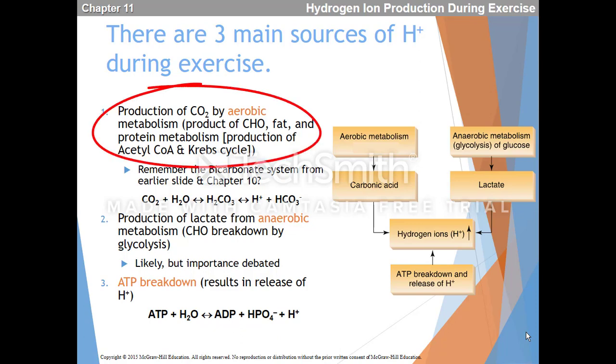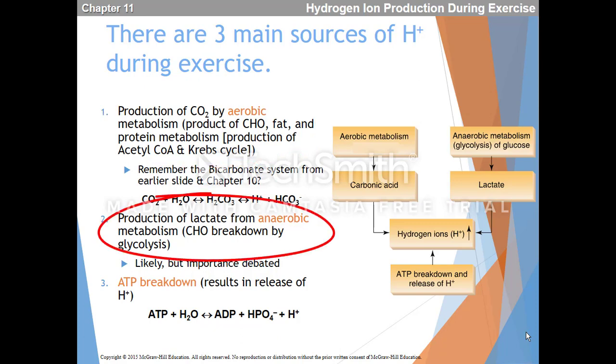During aerobic production of ATP, carbon dioxide is produced as a byproduct. This carbon dioxide can react with water to form carbonic acid, which can then be dissociated into a hydrogen ion and bicarbonate. If this sounds familiar, that's because I just described the bicarbonate system that we discussed earlier in this chapter and in the previous chapter as well. Again, you don't need to memorize the bicarbonate system equation, you just need to be familiar with what it does.